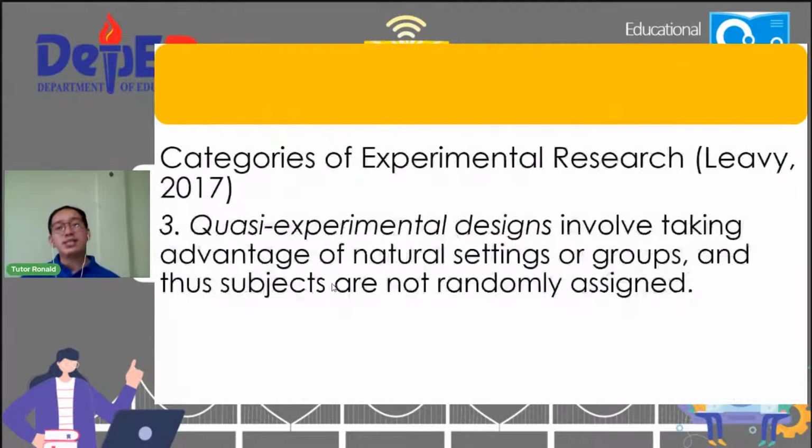Next is the quasi-experimental design, which involves taking advantage of natural settings or groups, and thus subjects are not randomly assigned. Okay. Meron din po itong experimental and control groups. However, these are not randomly assigned. Kumbaga, base lang po siya sa setting or sa location ng isang quantitative research, kung saan pinipili ang groups or ang participants.